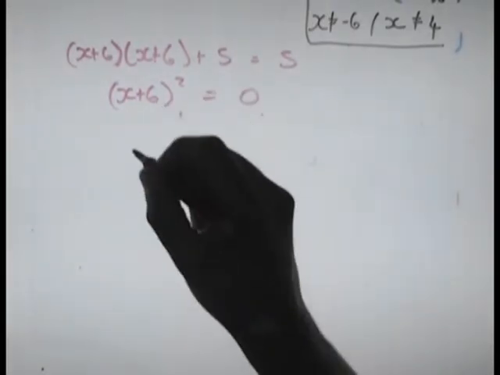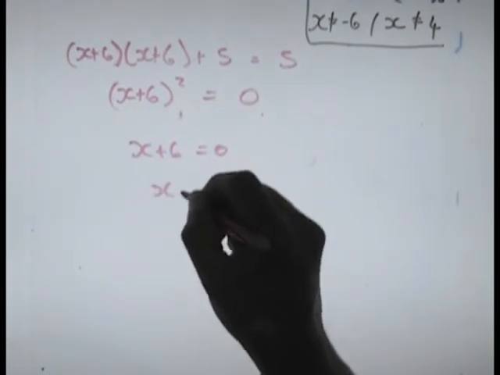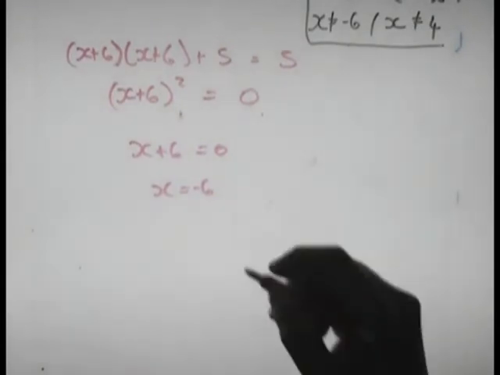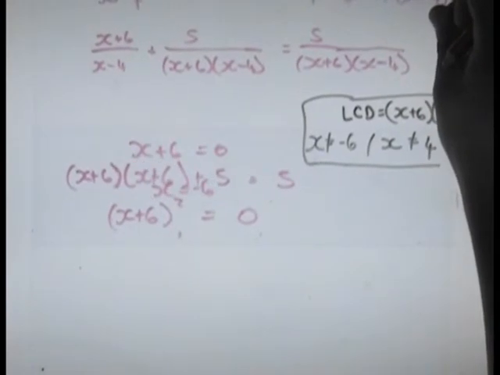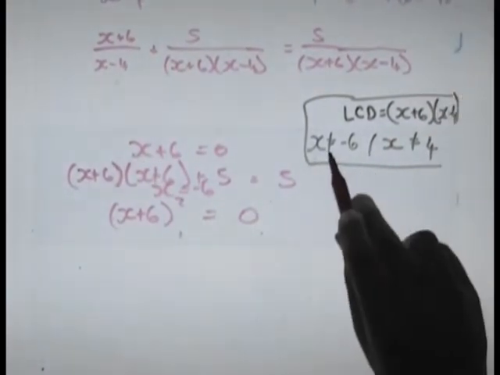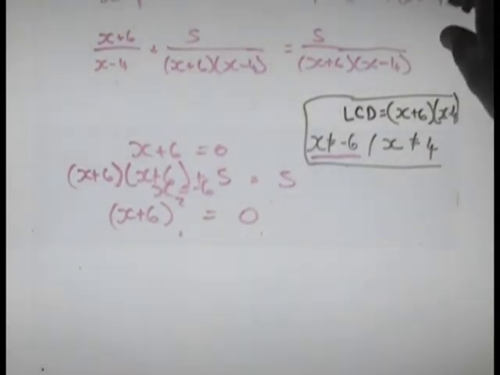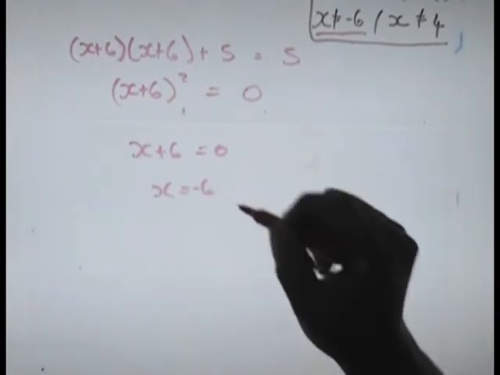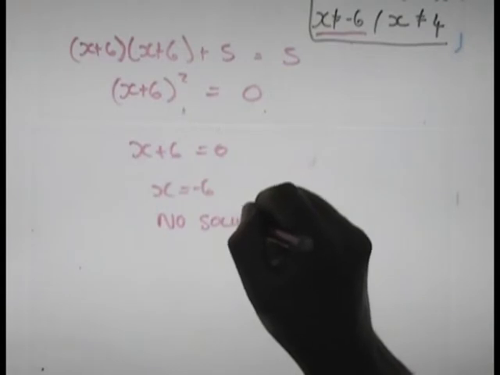X plus 6 squared is equal to 0. That means that x plus 6 is equal to 0. X is equal to negative 6. Now, look at our LCD and our restrictions. Remember, we said that x cannot equal negative 6. And the answer we got in this case is that x is equal to negative 6. That means for this one, there is no solution.